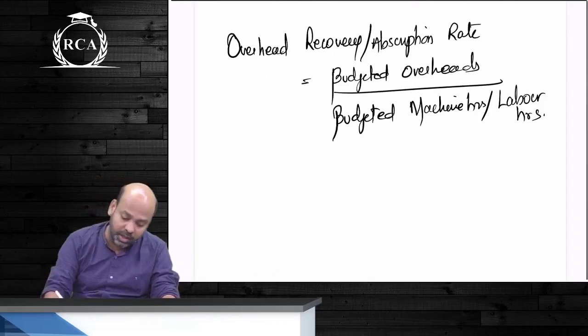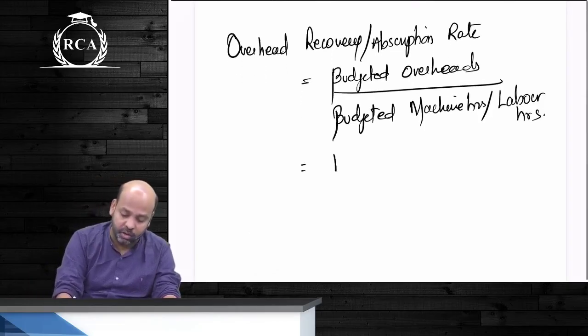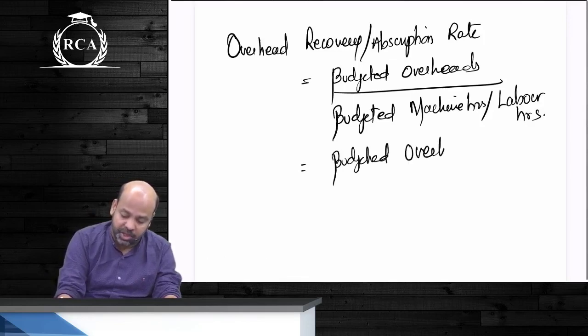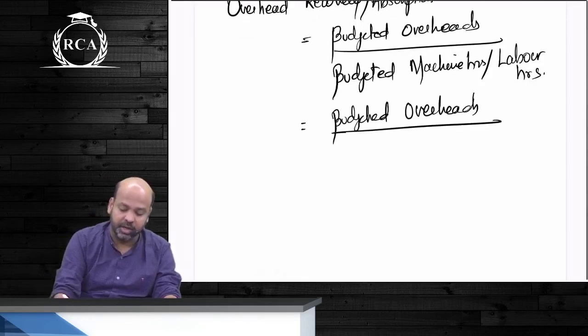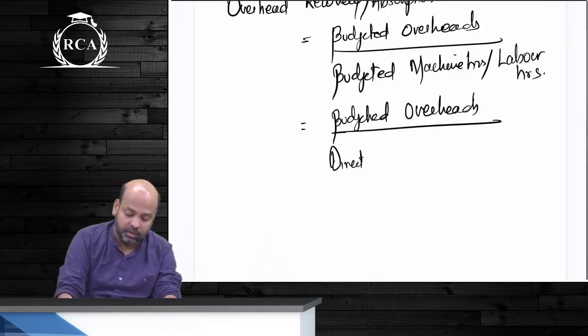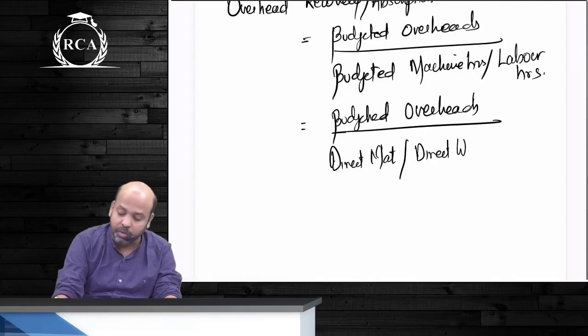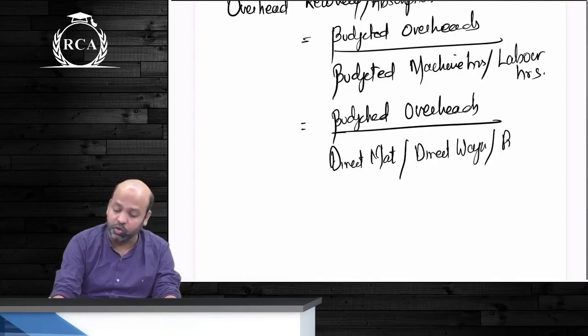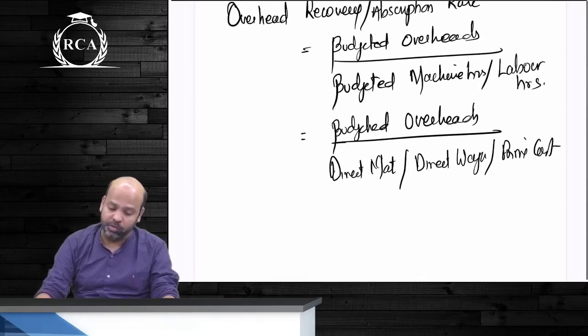There are alternative methods also wherein instead of dividing it by the budgeted machine hours or labor hours, we can divide it by direct material cost or direct wages or prime cost, though it is not usually followed. We can divide absorb overheads.